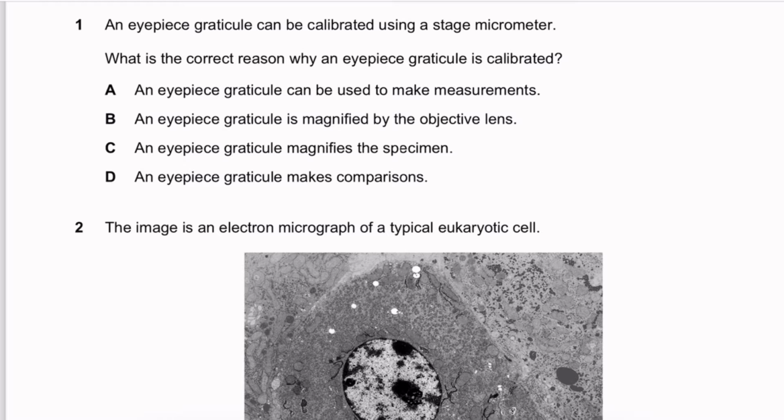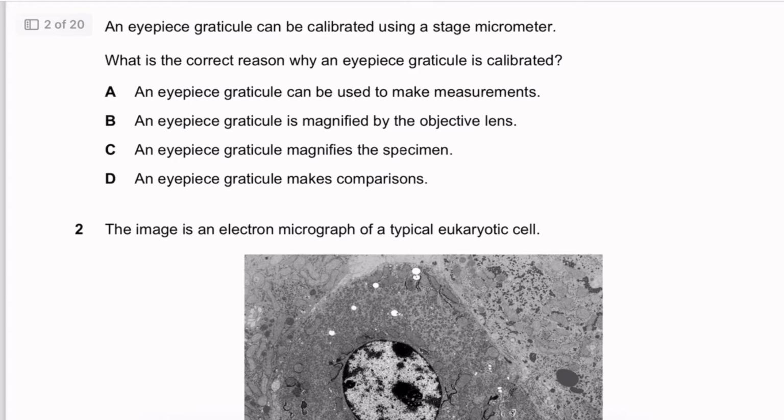Now let's start with question number 1. An eyepiece graticle can be calibrated using a stage micrometer. What is the correct reason why an eyepiece graticle is calibrated? So as mentioned, the eyepiece graticle will be calibrated using the stage micrometer. If you know what the eyepiece graticle is, then you don't need the question here. But if you don't know it, then let me explain it to you.